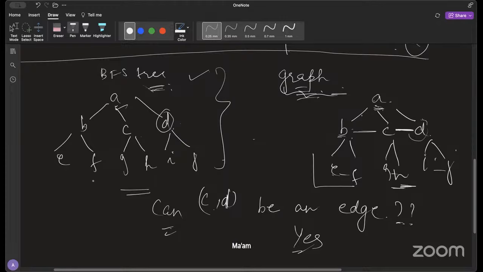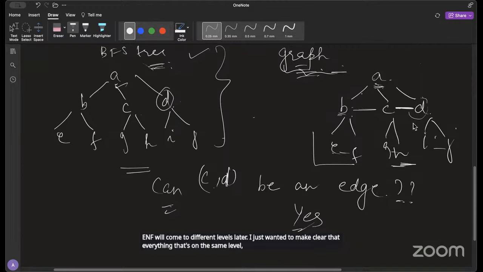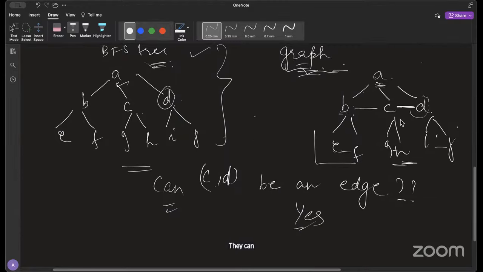Ma'am, on the same level, that means A and F cannot have an edge, right? A and A is never an edge. We'll come to A and F, different levels, later. I just wanted to make clear that every vertex that's on the same level can have edges between them.